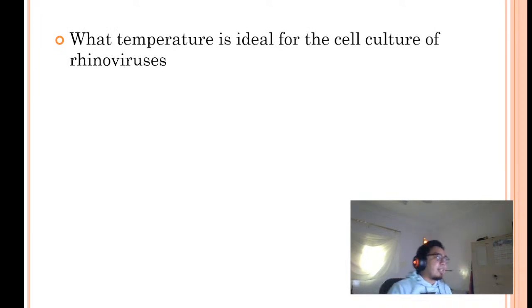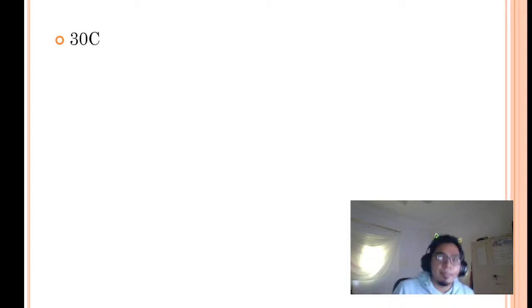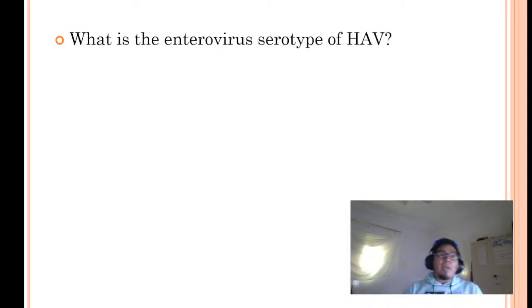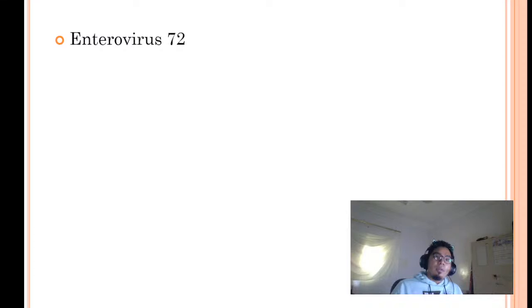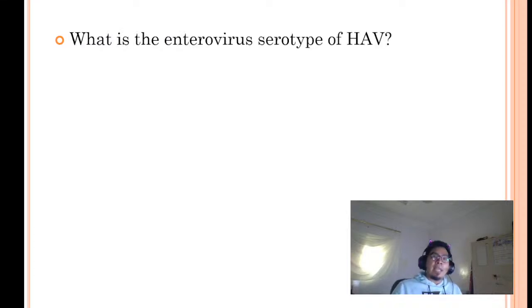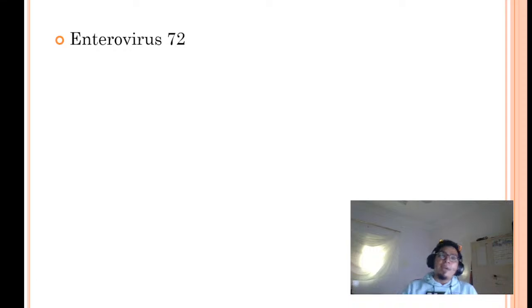The temperature that is ideal for cell cultures of rhinoviruses is around 30 degrees Celsius. Why is it important? Because sometimes you might be working in a research laboratory, and rhinoviruses are pretty much the only thing for fresh graduates to work on, because it just causes common colds. So I think it's important for you guys to know this. And the enterovirus serotype for HAV is enterovirus 72. All right, hepatitis A is enterovirus serotype 72.